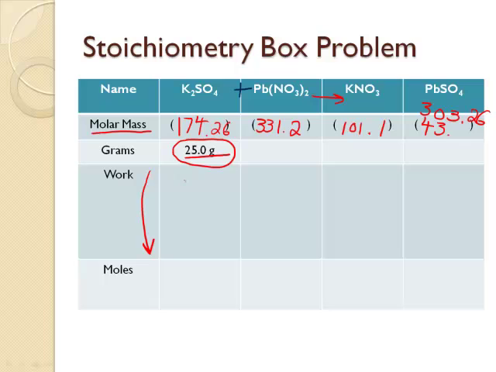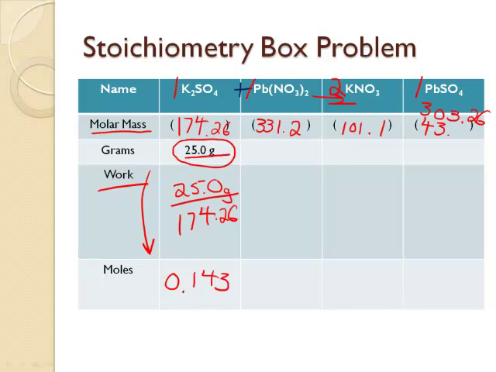To do a gram to mole conversion, we have to divide by the molar mass. So I'll take 25.0 grams divided by 174.26, and that'll give me a mole amount, which I'll write down here: 0.143. Now we have to ask the question, is this equation balanced? I should have done that first. To balance that equation, I need to put a 2 in front of the KNO3. All the other ones will be 1s.